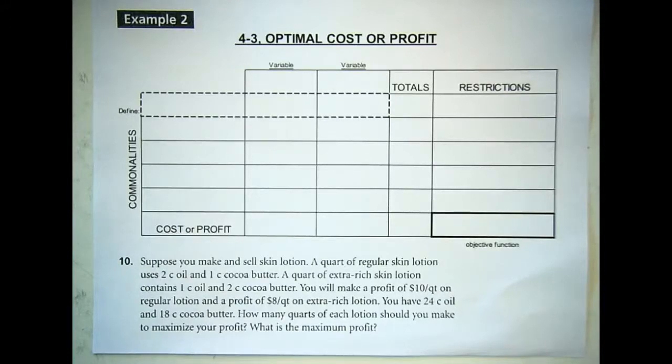Okay, right now I want you to read the amazing story of lotion here. Okay? All right, let's see. Suppose you make and sell skin lotion. Yay for you, except for Jocelyn. She doesn't like it. A quart of regular skin lotion uses 2 cups oil. That's what the C stands for. Good job. For those of us who didn't know, seriously, that comes up every year. And 1 cup cocoa butter. A quart of extra rich skin lotion contains 1 cup oil and 2 cups cocoa butter.